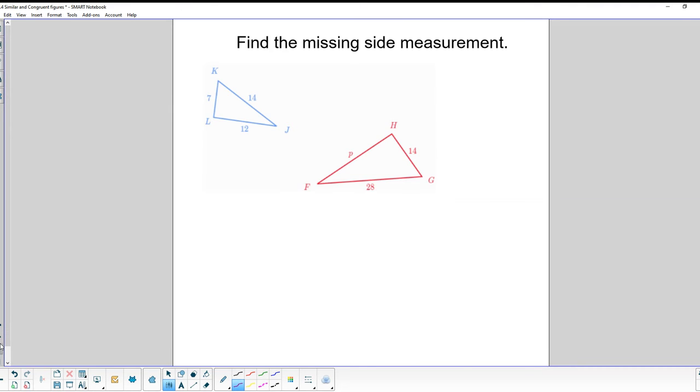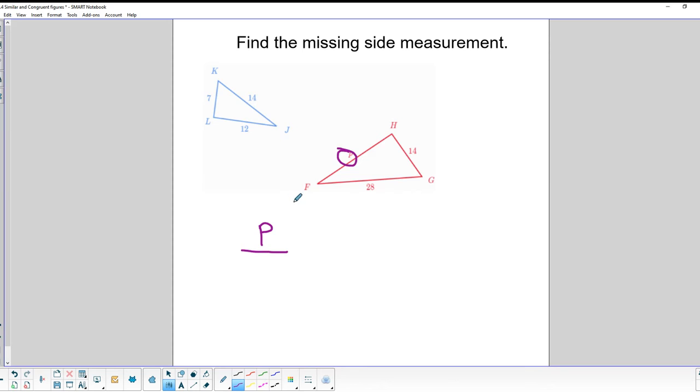Okay, finding the missing side measurements. Here we only have one missing side measurement, and that is P. So all we have to do is find P, and let's ask ourselves, what side of this triangle corresponds with P?